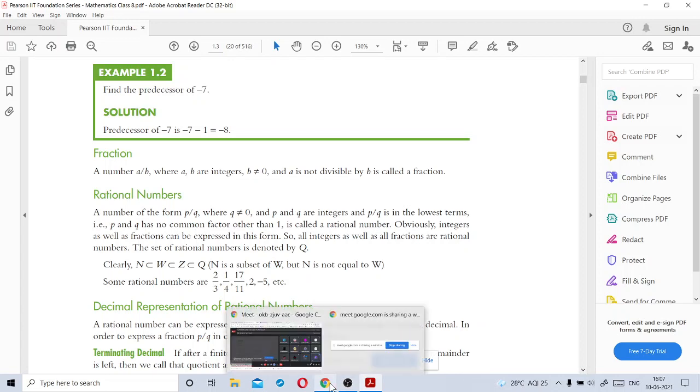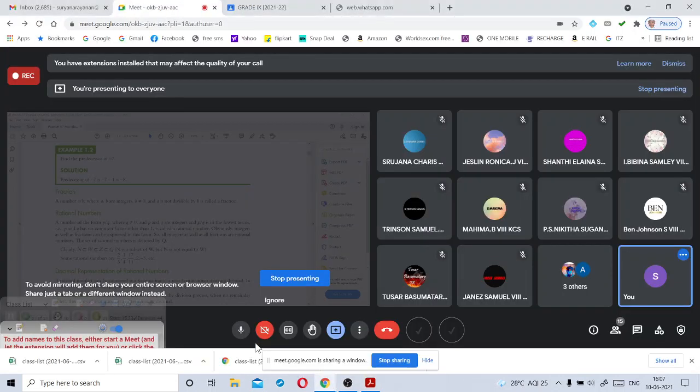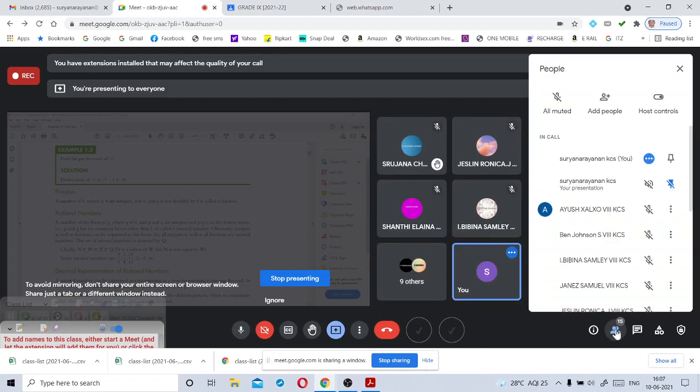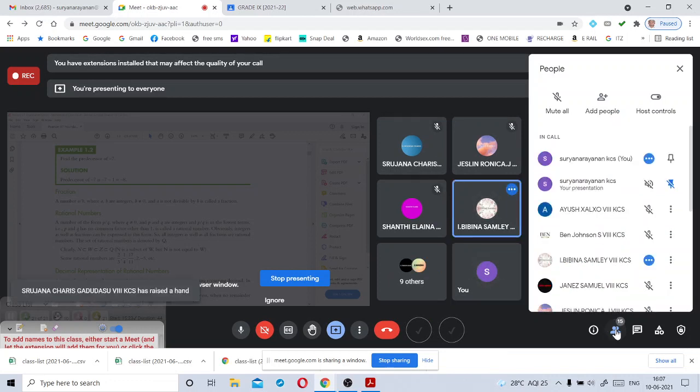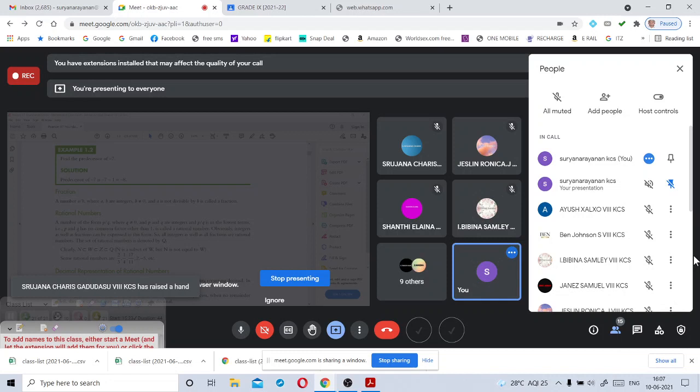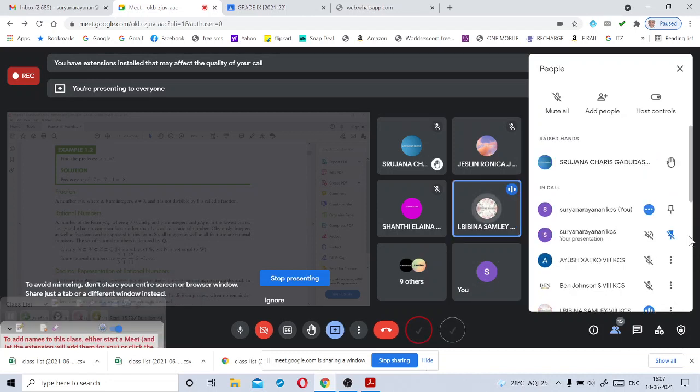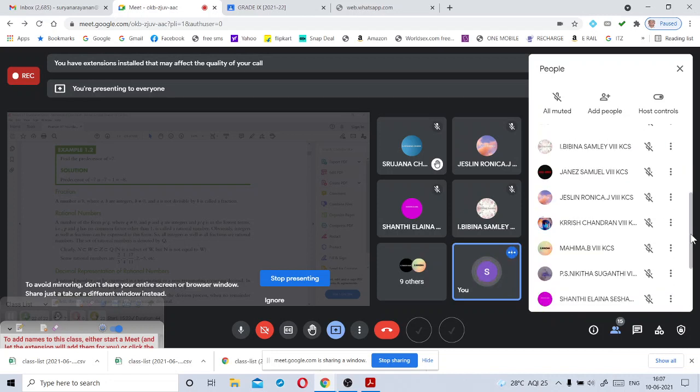Now come to rational numbers. What is meant by rational numbers? Who will tell? Sir, for rational numbers, P by Q. Just wait, my dear Bibina, wait. I'm asking some other children.